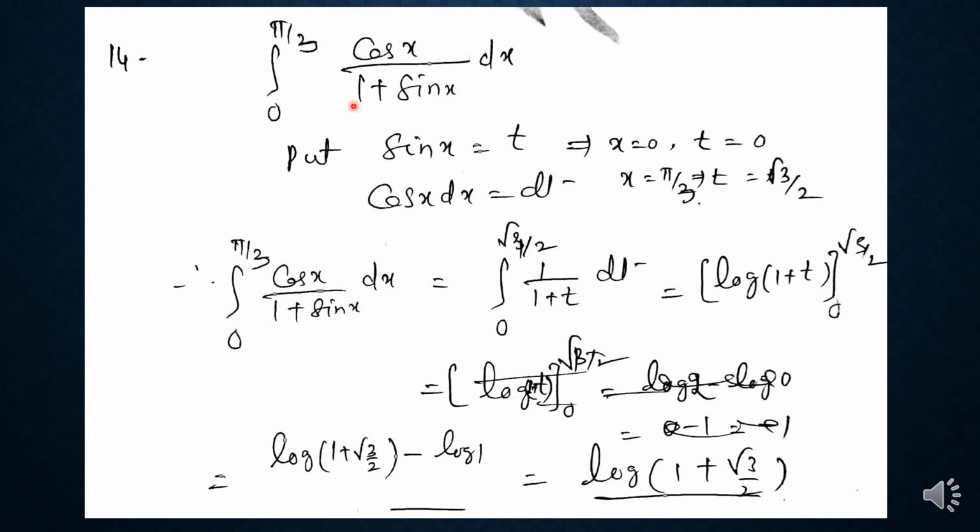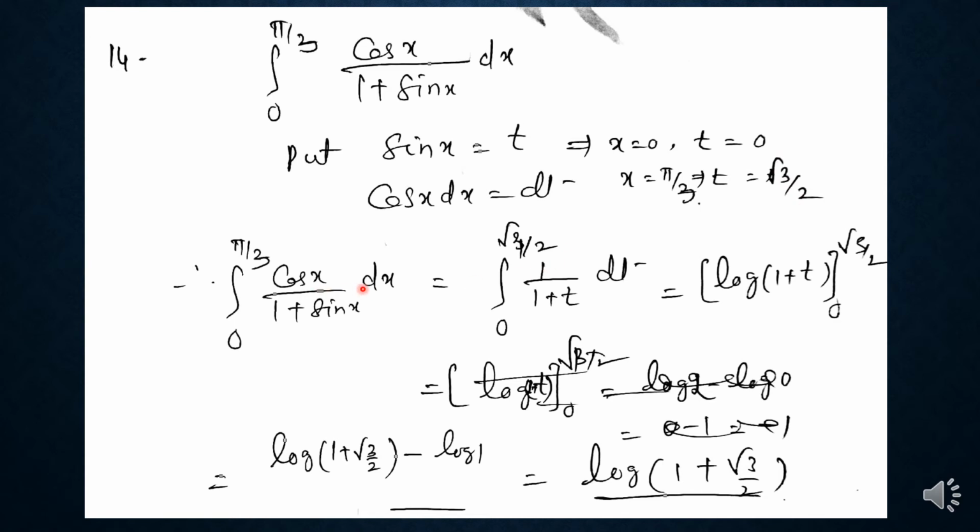So here if the limit x is equal to 0, then t is equal to sin 0 is 0. If x is equal to pi by 3, then t is equal to sin pi by 3, that is root 3 by 2. Now by substituting these new variables and the new limits, the given integral integral 0 to pi by 3 cos x by 1 plus sin x dx becomes integral 0 to root 3 by 2. Here the limits are 0 to root 3 by 2.